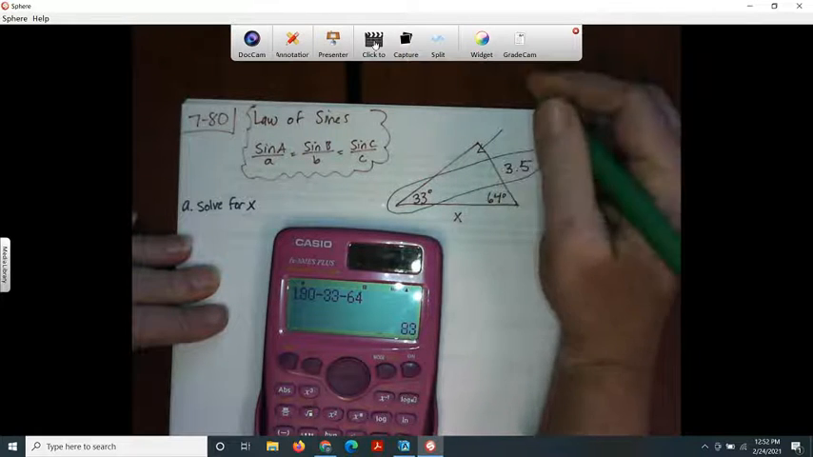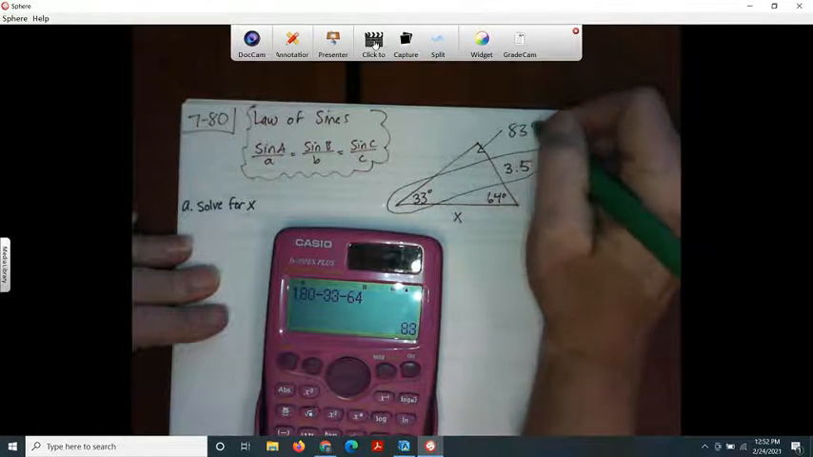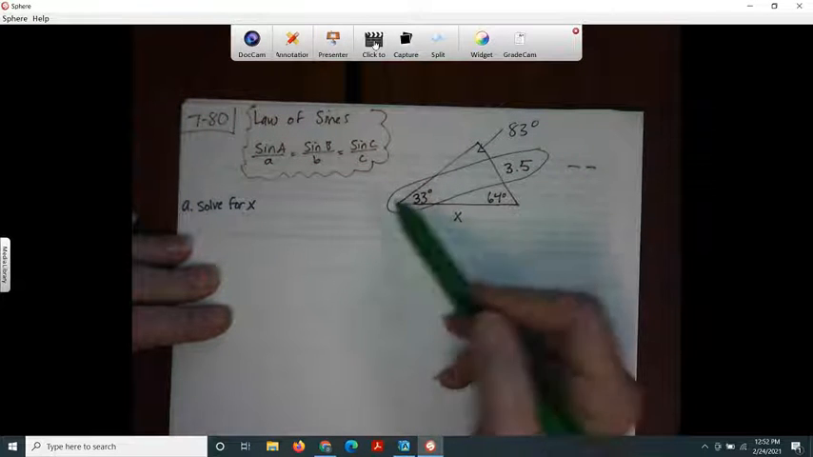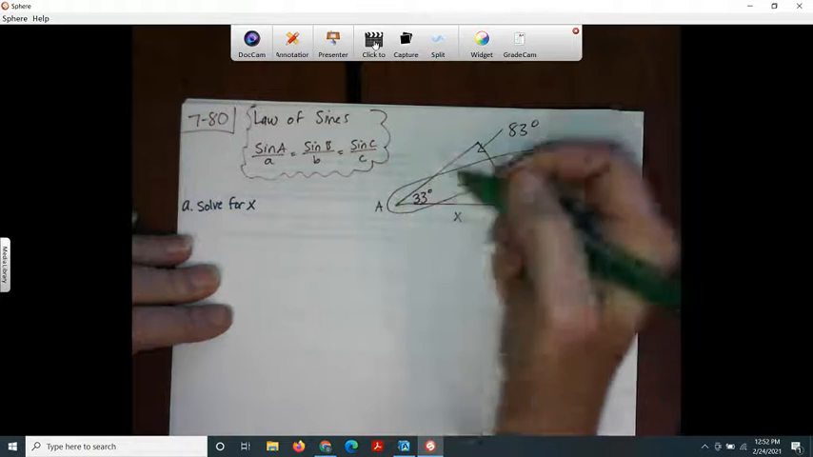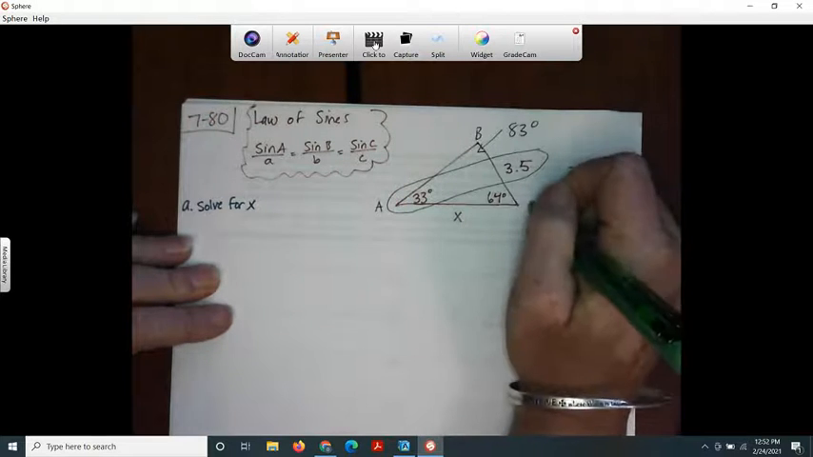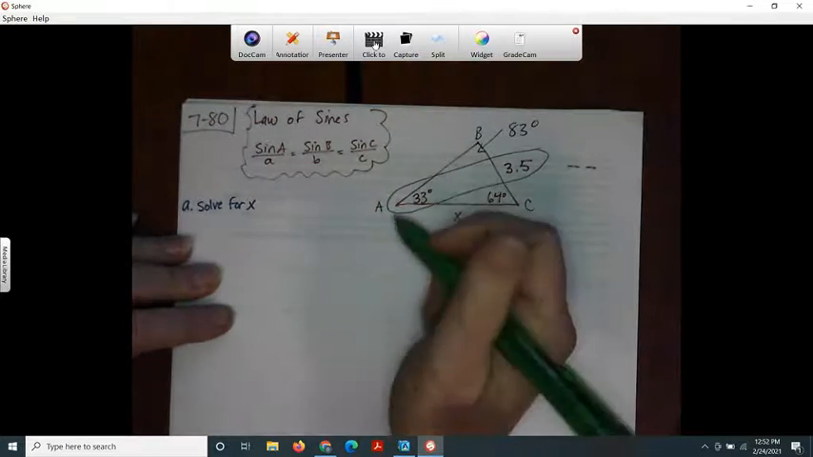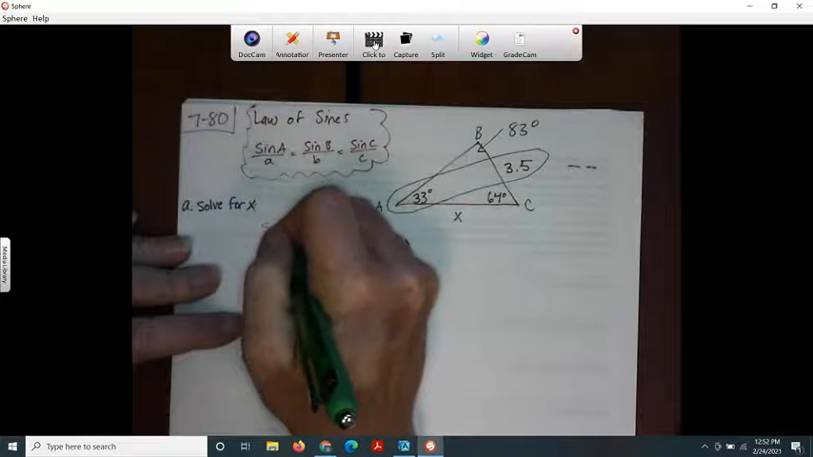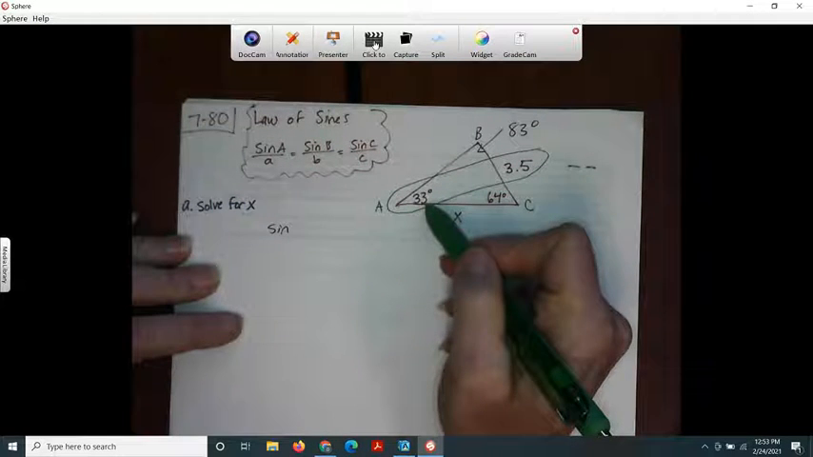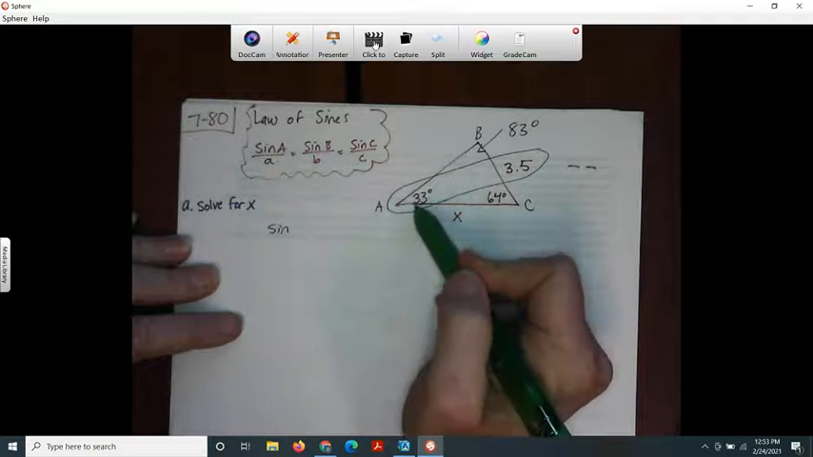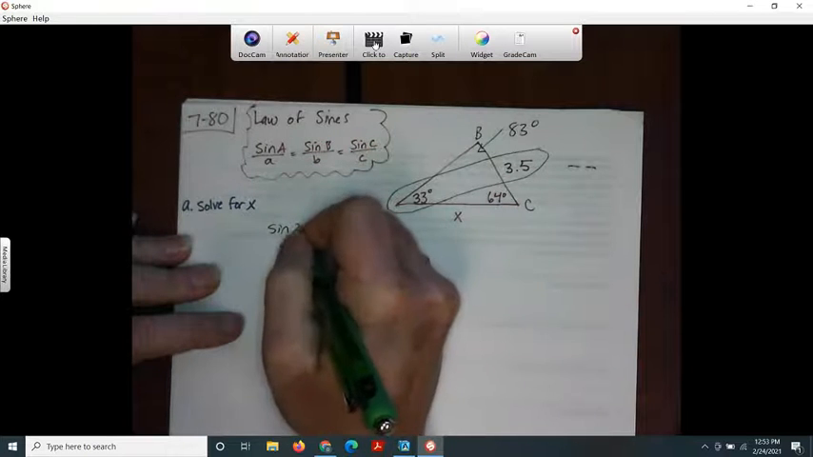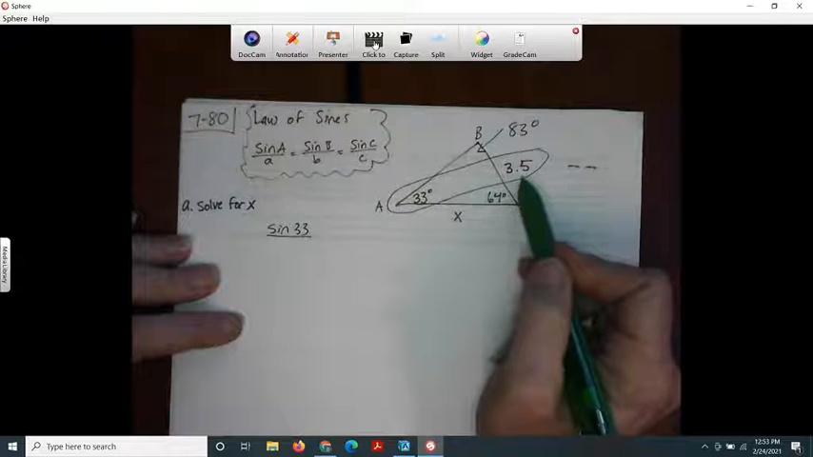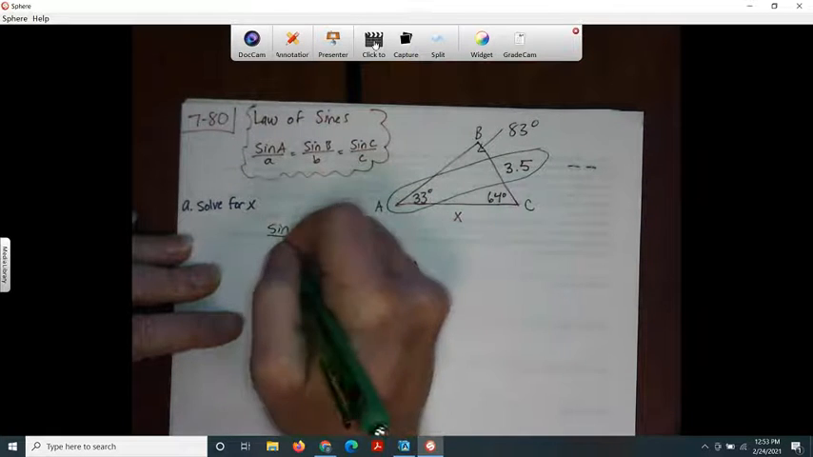So now I'm going to say this side, and let's name it something. That's better. Okay, so I'm going to say sine of A. The sine of A, well, it's 33. So the sine of 33 is to the side length of A. That's what little a stands for. And there's my equal sign.